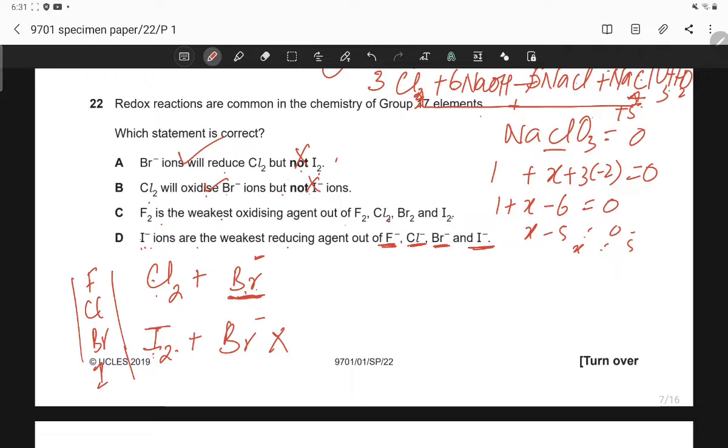Yes, iodine. The iodide ion is the strongest reducing agent and fluorine is the strongest oxidizing agent. So this is incorrect. This is also incorrect. Bromide ion will reduce Cl2 but not I2. Yes, this is the correct option.